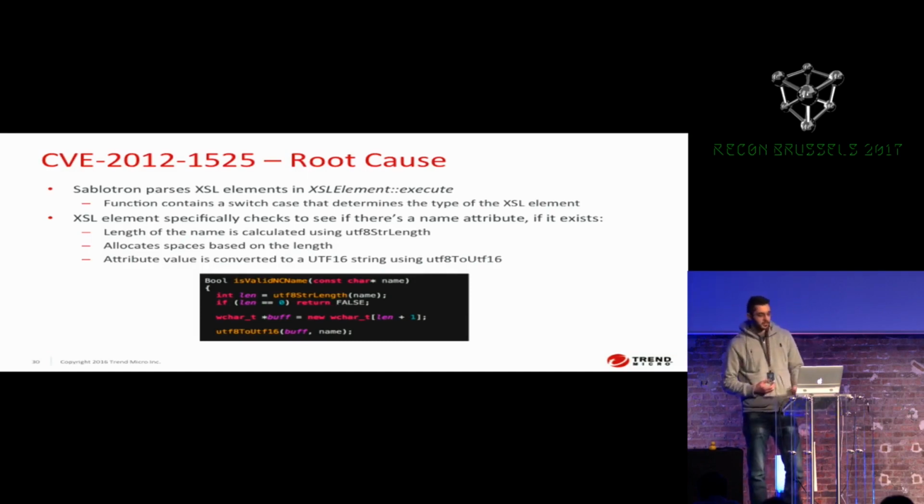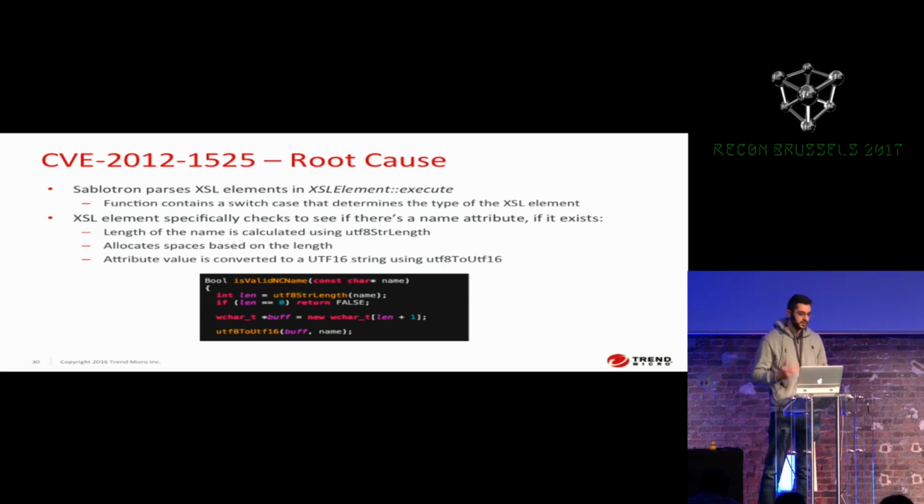So XSL elements in Sablotron are parsed inside a class called XSL element. And inside it has a method called execute that contains a big switch case and parses the elements based on the type. The way this works is that it checks whether each element has a name attribute. Then it grabs the value, calculates the length of it, allocates a buffer based on that length, and then tries to convert it from UTF-8 to UTF-16. And this is done inside a function called isValid and CName.